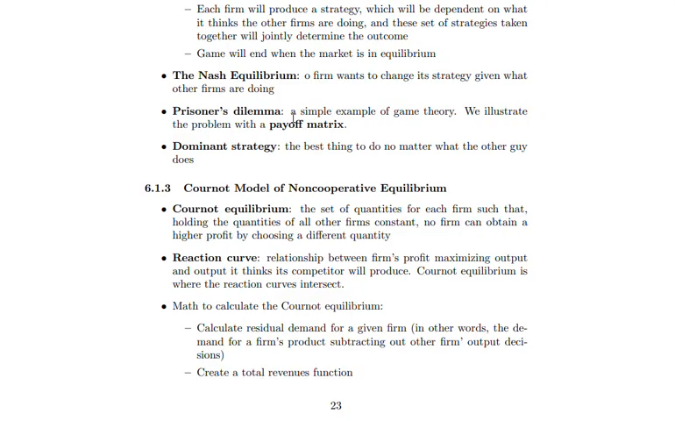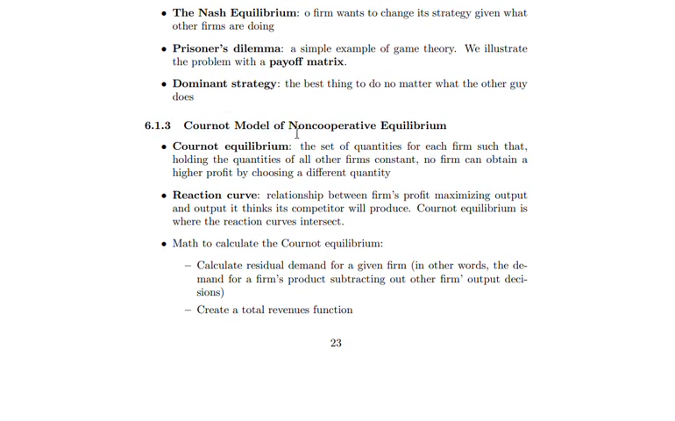The prisoner's dilemma is a simple example of game theory. We illustrate the problem with a payoff matrix. That means if both sides choose their dominant strategy, they fall into a worse payoff than if they cooperated with each other. A dominant strategy is the best thing to do no matter what the other player does.